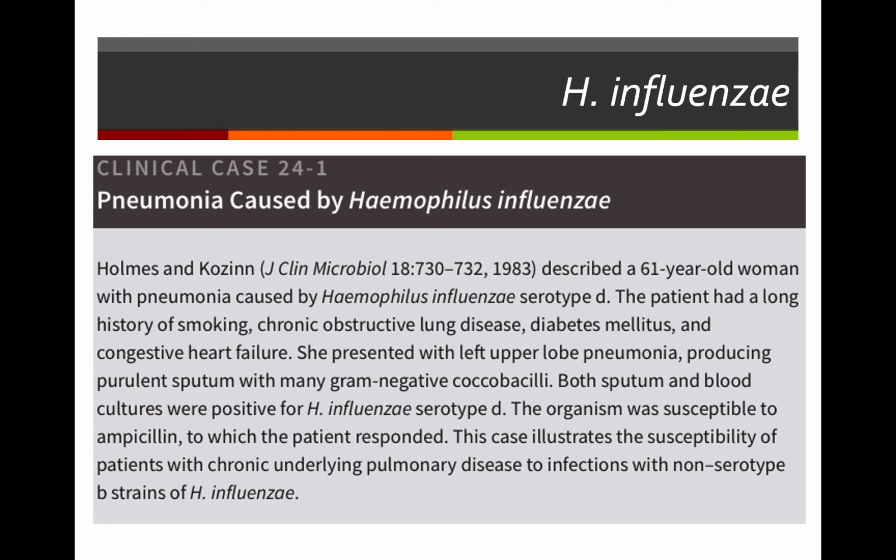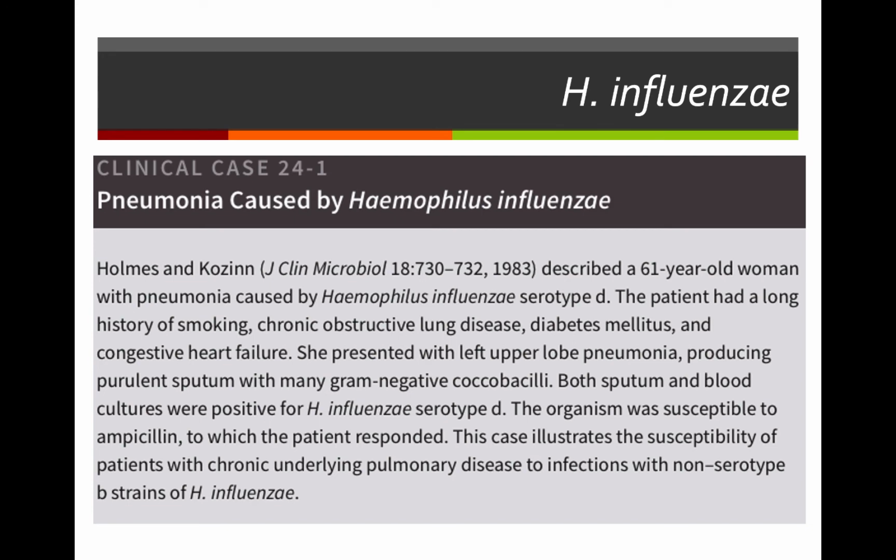She had a purulent sputum, so full of crap, and what they found in there were many gram-negative coccobacilli. So they're not going to be super, super long rods. They're going to be a little bit shorter rods that are kind of in between that coccus shape and the long bacillus. Both the sputum and the blood were positive for Haemophilus influenzae type D. The organism was susceptible to ampicillin, to which the patient responded. This case illustrates the susceptibility of patients with chronic underlying pulmonary disease to infections with non-type B Haemophilus influenzae.